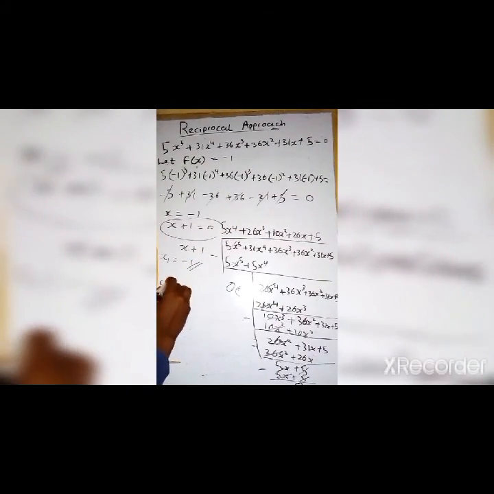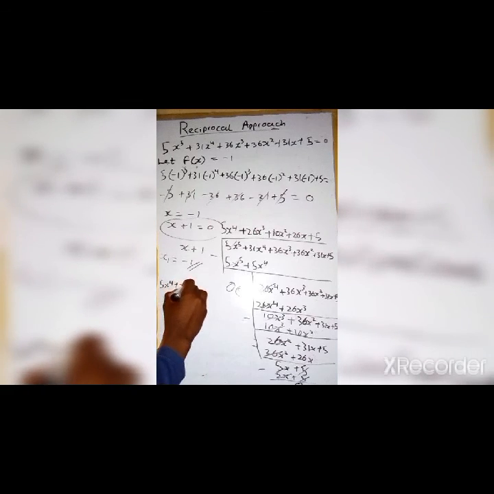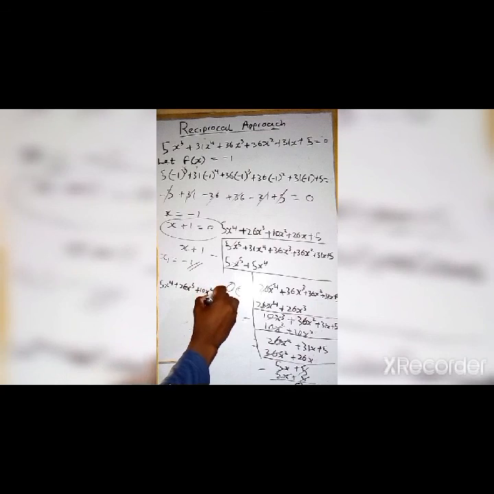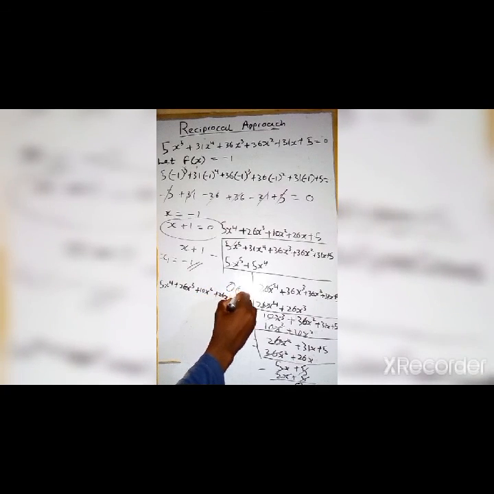So let's write this quotient out. We have 5x^4 plus 26x^3 plus 10x^2 plus 26x plus 5. So this equation is a reciprocal equation. We have 5 here, 5 here, 26 here, 26, and 10 here. So we divide by x^2, the coefficient of the middle term, to solve using the reciprocal approach.